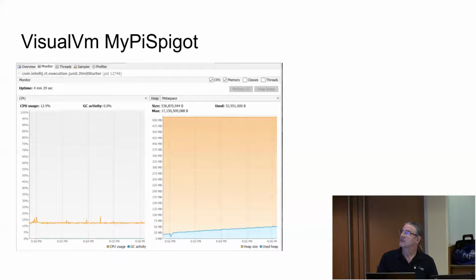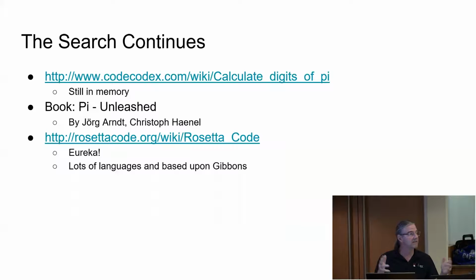So, search continues. I found calculate digits of pi on Code Katas. That was okay, but was still in memory. A book, Pi Unleashed. Well, okay, it's got some algorithms in there. In fact, you can read most of it online, but the section that you really need, which is showing you the code, so didn't want to buy the book just yet. And then, Rosetta Code. It's like, eureka. How many people have heard of Rosetta Code? Couple. Okay, so takeaway for tonight, everyone else. Rosetta Code. Really cool site.